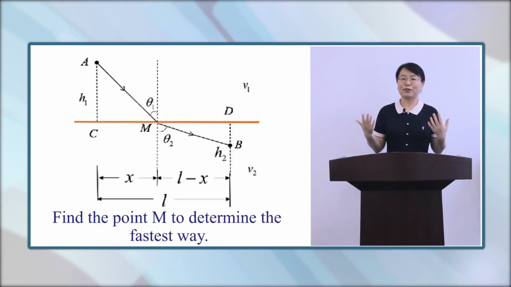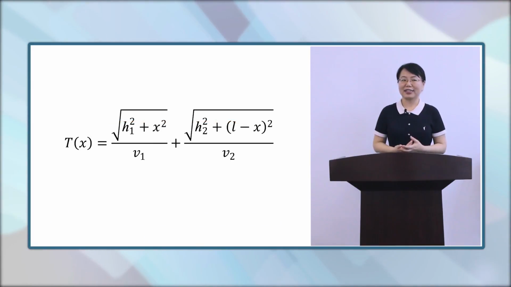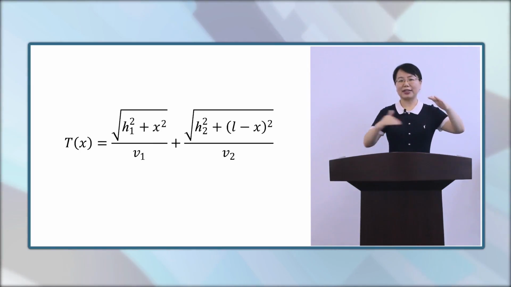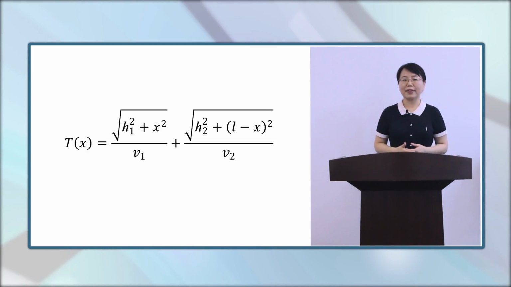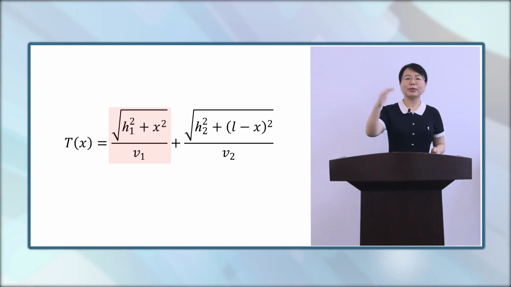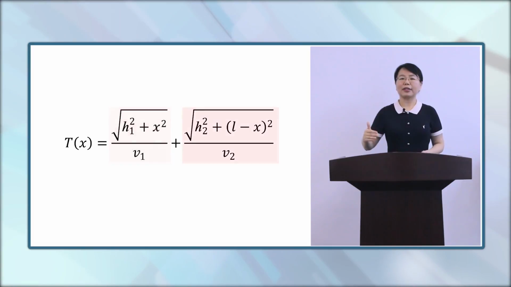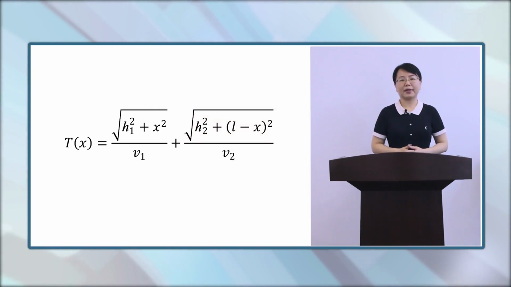So first we need to find the time function. And the time function contains two parts. The first part is from A to the intersection. The second part is from B to the intersection. And we find them one by one. So the first part is square root of h1 squared plus x squared over v1. The second part is square root of h2 squared plus (l minus x) squared over v2, by the Pythagorean theorem.